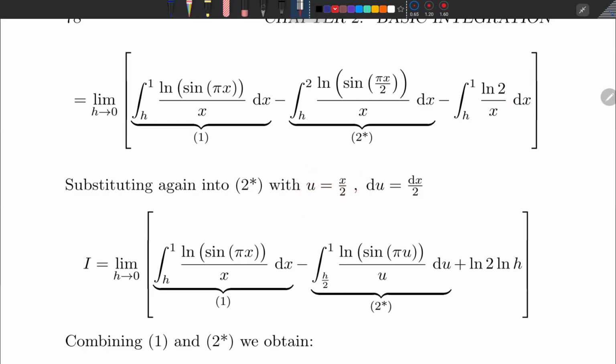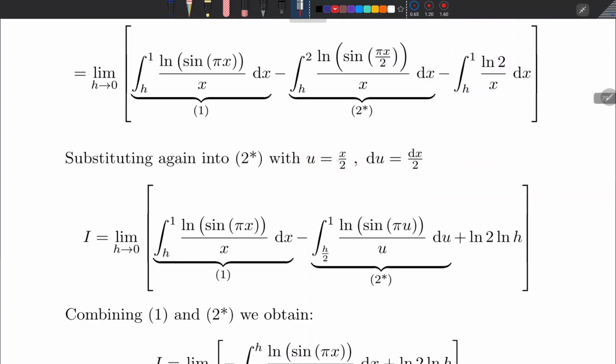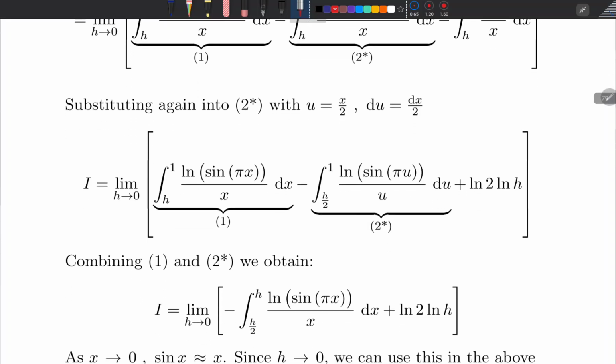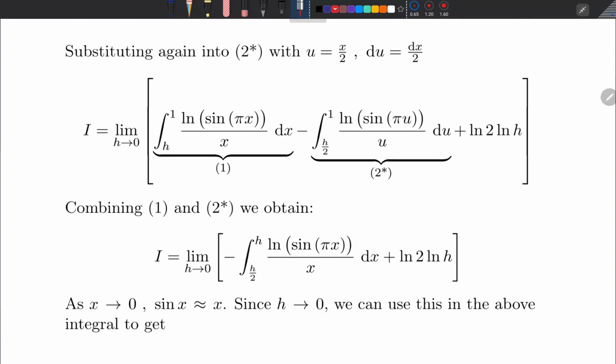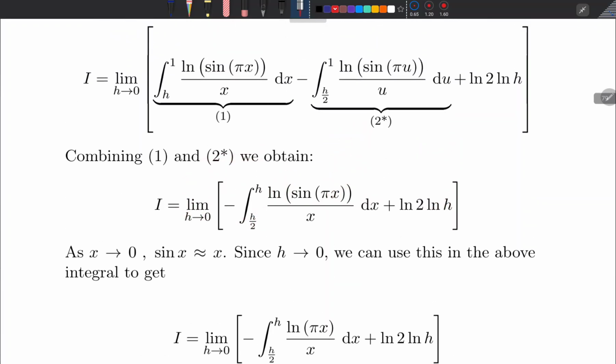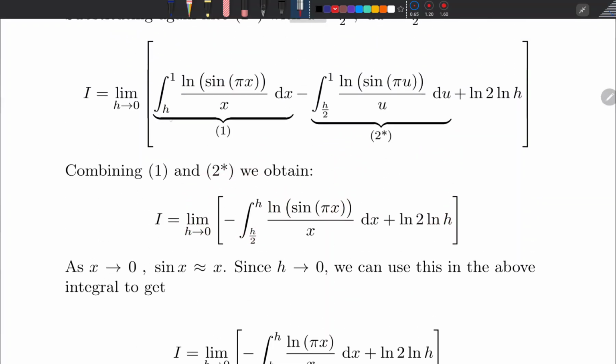And we again substitute u equals x over 2. So basically in this integral we have to substitute u equals x over 2, right? Now we can take a look at the integrands of each one of these integrals, and we can combine them, because the first one is from h to 1 and the second one is from h over 2 to 1.